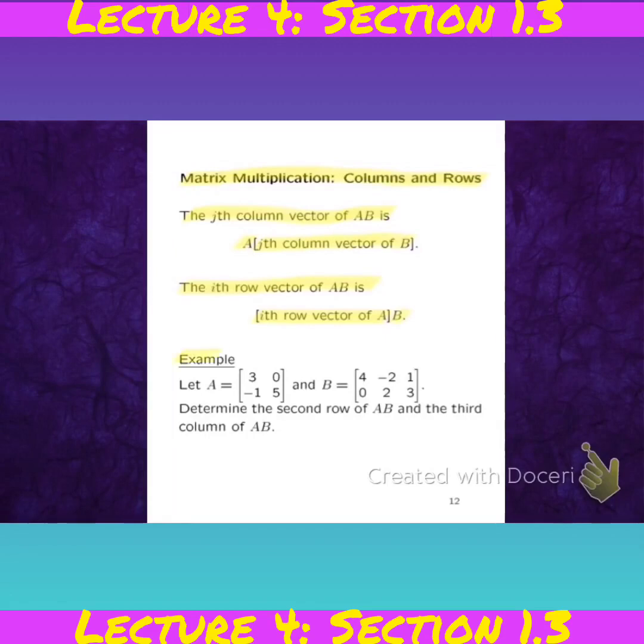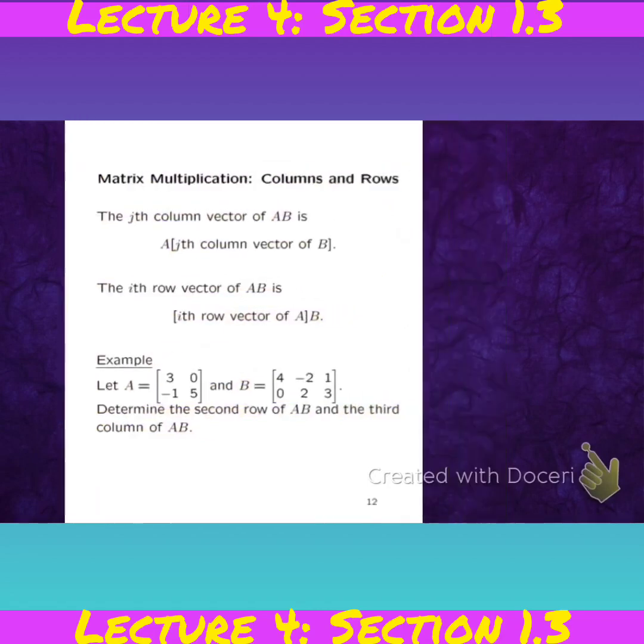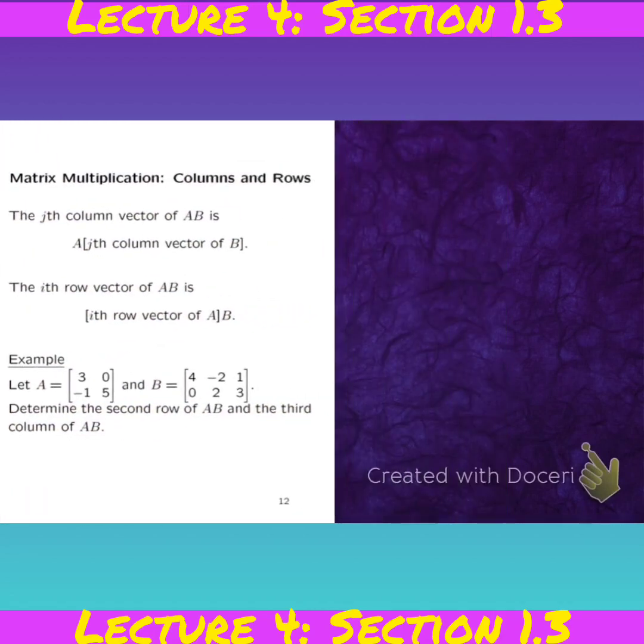Okay, let's look at the following example to quickly establish how this works. You're given matrices A and B, and you're asked to determine the second row of A times B and the third column of A times B. So let's look first at the second row of A times B. The second row of A times B is given by the second row vector of A multiplied by the matrix B, and this is a normal matrix multiplication that we have to do.